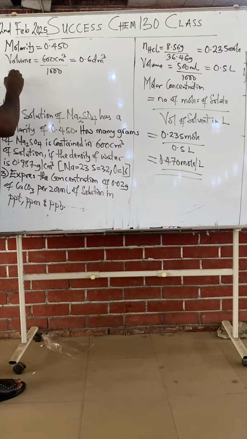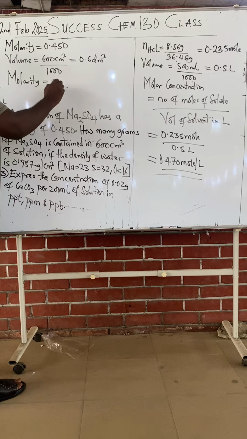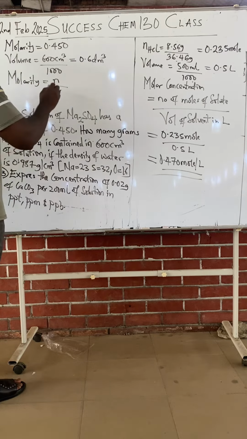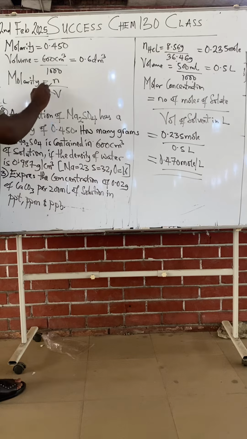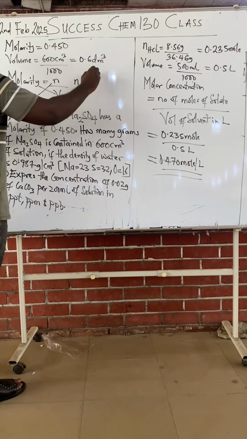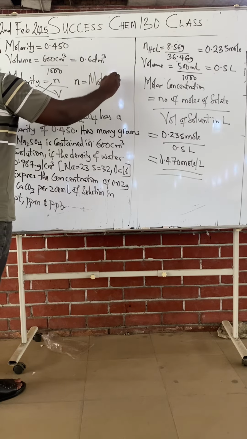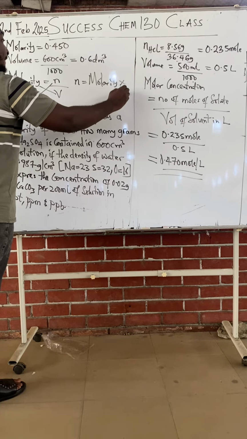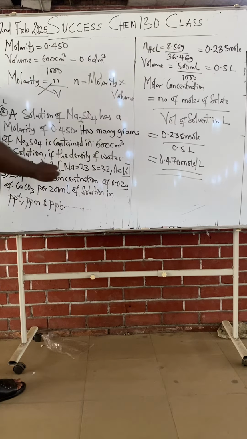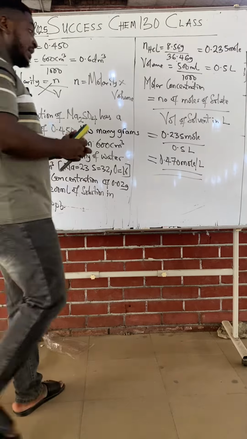Molarity, the same thing as molar concentration, is number of moles all over volume. So to get the number of moles, I cross multiply. My number of moles is molarity times volume, right?